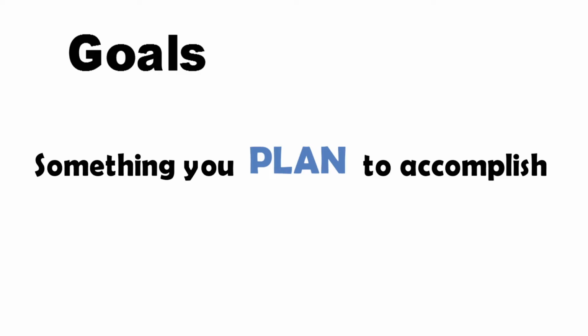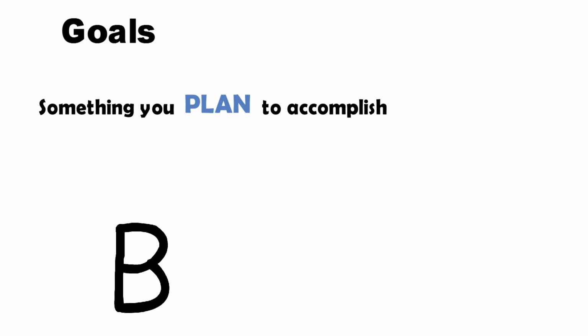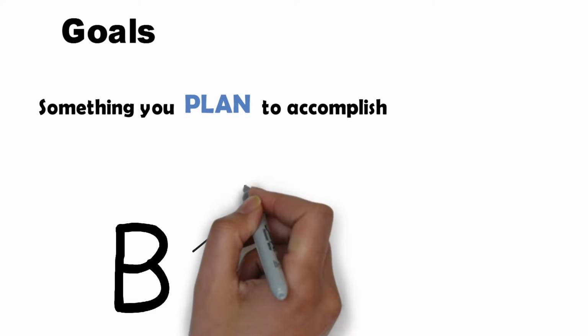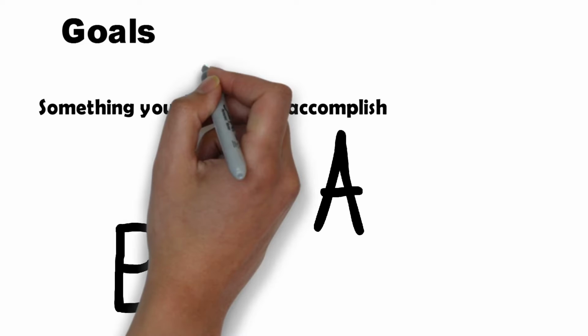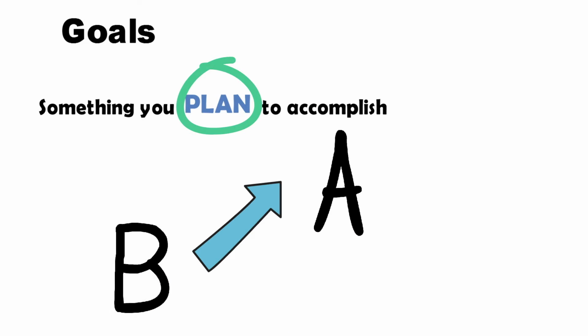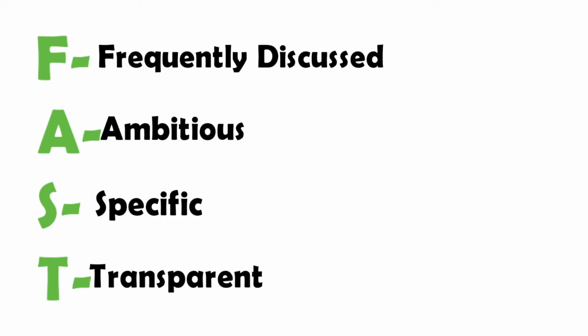Let's look at an example of what a goal would be. Let's say you have a B in your math grade, which is good, but you know you can do better. You decide to set a goal to get your math grade up to an A. Now remember, after we have identified a good goal, we have to make a good plan in order to help us meet our goal. We can set great goals and plan them by remembering the phrase FAST. FAST goals are goals that are F, frequently discussed, A, ambitious, S, specific, and T, transparent.